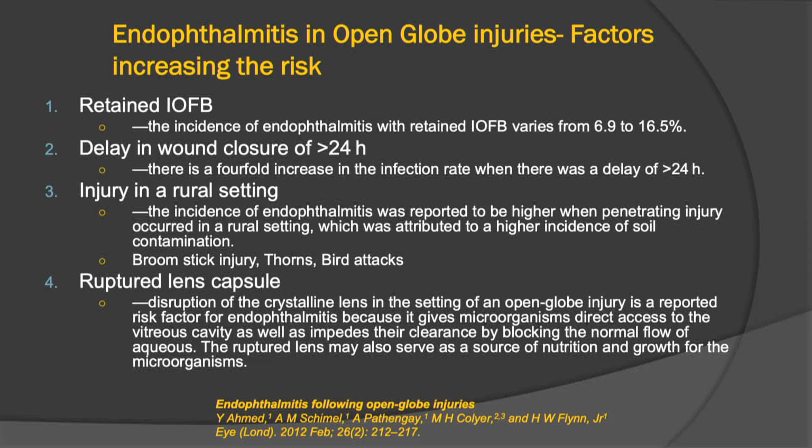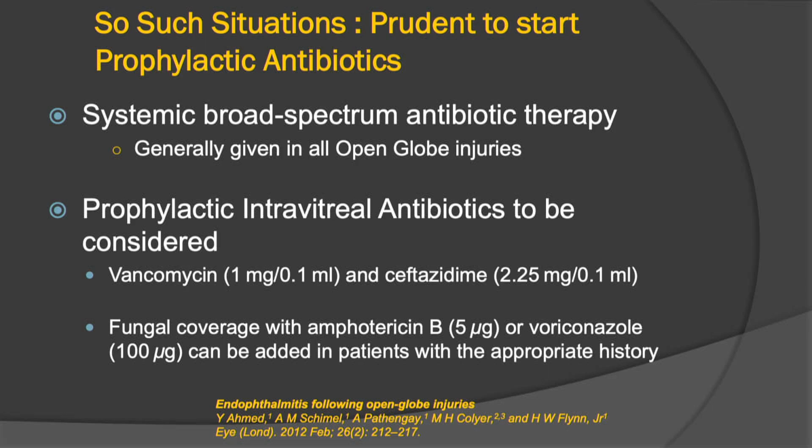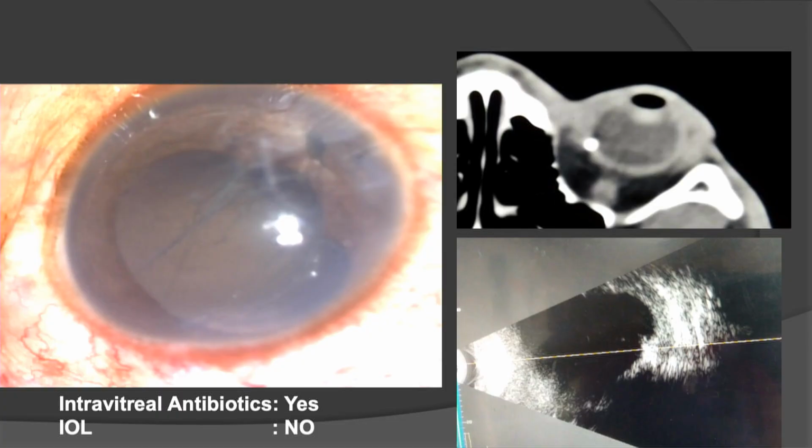So whenever these factors come together in an open globe injury, you should always consider it prudent to start prophylactic antibiotics, especially prophylactic intravitreal antibiotics like intravitreal vancomycin 1 milligram in 0.1 ml and ceftazidime, the usual combination. And fungal coverage with amphotericin B or voriconazole can be added in patients with appropriate history. Of course, systemic broad spectrum antibiotics is something which we all will start, but the intravitreal antibiotics, many people are sometimes hesitant, but when these things come together, we should definitely do that.